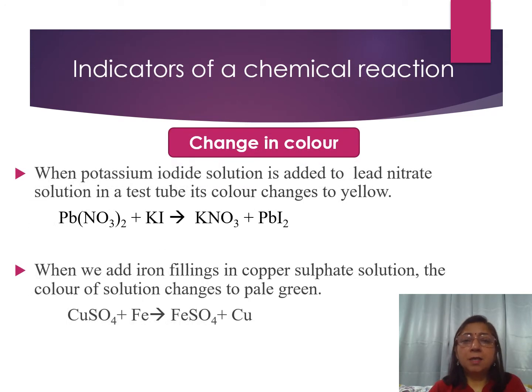Change in color is also an indicator of chemical reaction. When we add a potassium iodide solution to a lead nitrate solution in a test tube, it changes to yellow color. And when we add iron filings to copper sulfate solution, its blue color changes to pale green.